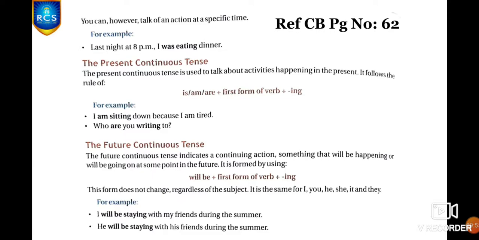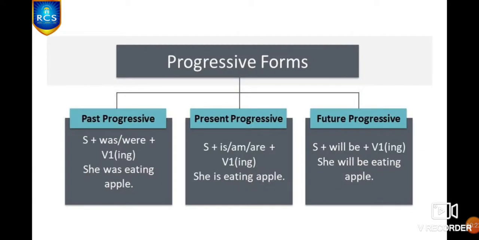The action that is in progress or continuing in past, present and future, we call it as the continuous tense. And what is the form for the continuous tense? Subject plus helping verb plus first form of the verb plus ing. Okay, and the helping verb alone differ in past, present and future tense. Clear, children? Yeah.